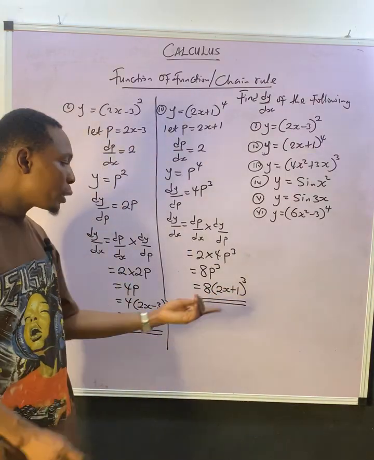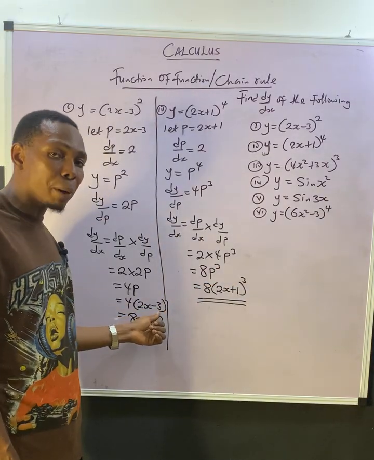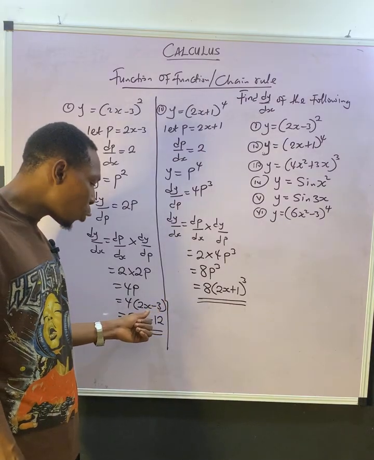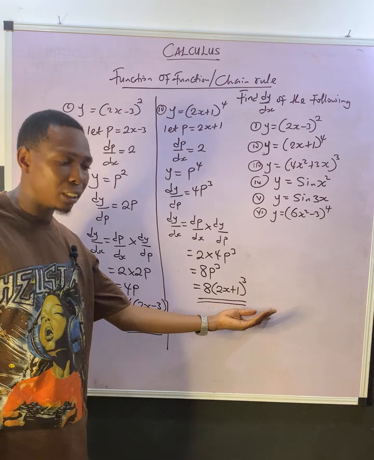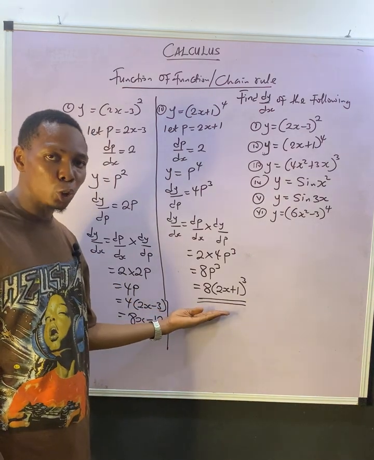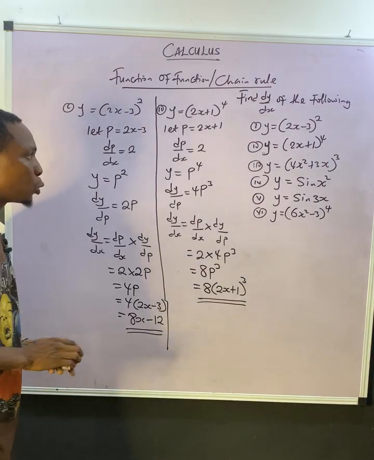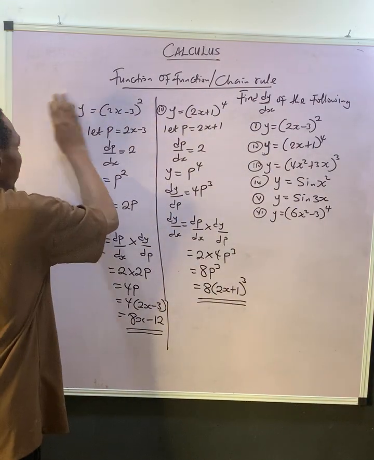No need for you to open this bracket. Why? Because of the power. The main reason why I opened the other bracket is because there was no power there, so I could easily open it. But for you to open this, it's going to take a very long process. So instead, you can decide to stop here. So you are correct. Let's move straight to number three.